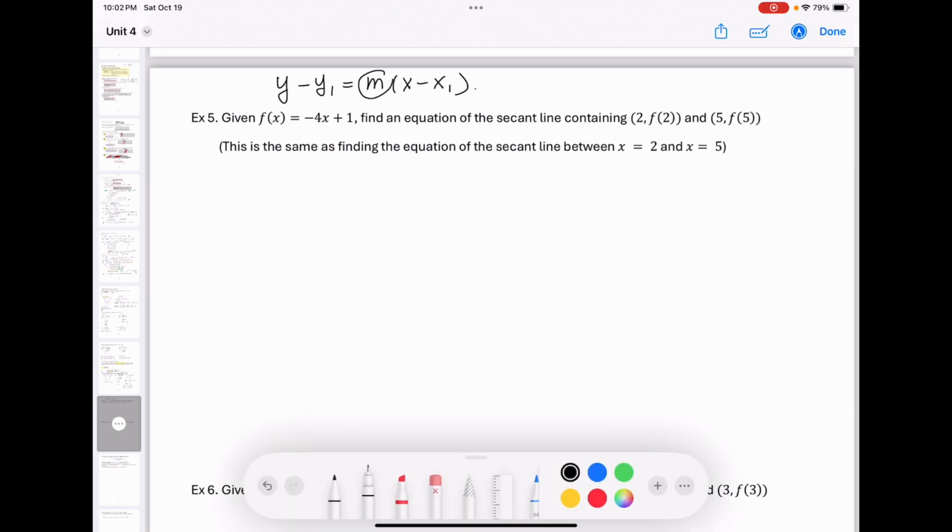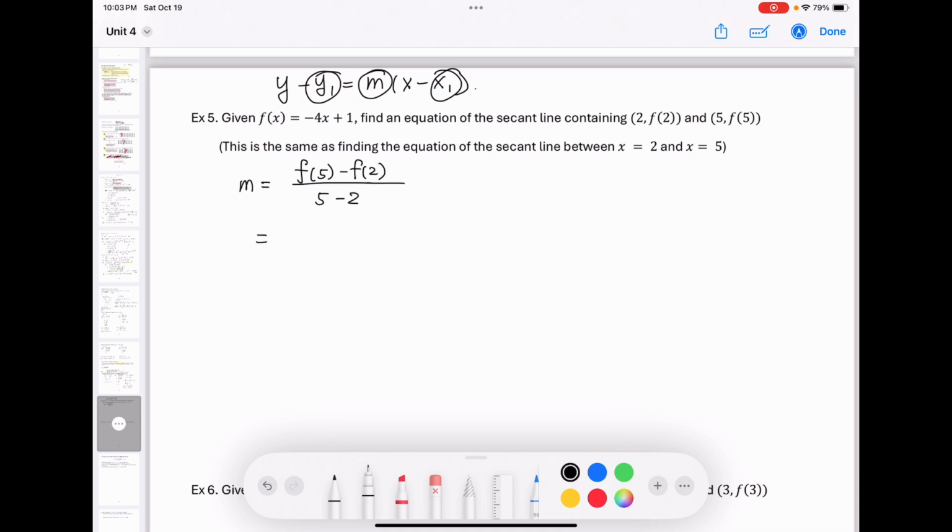So we want to find the slope, and then we have that y1, x1, plug them in. So first, slope is equal to the change in y. So we say f of 5 minus f of 2. This secant line will go through these 2 points, so we must use only these 2 points. Change in y divided by change in x. Change in x is 5 minus 2.